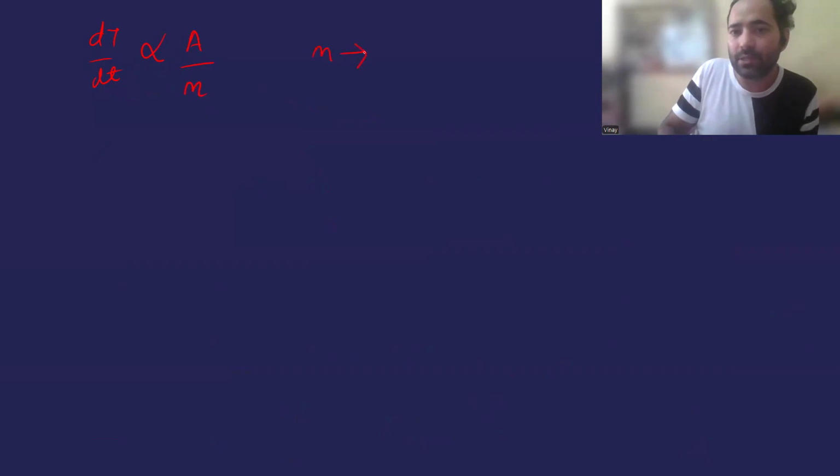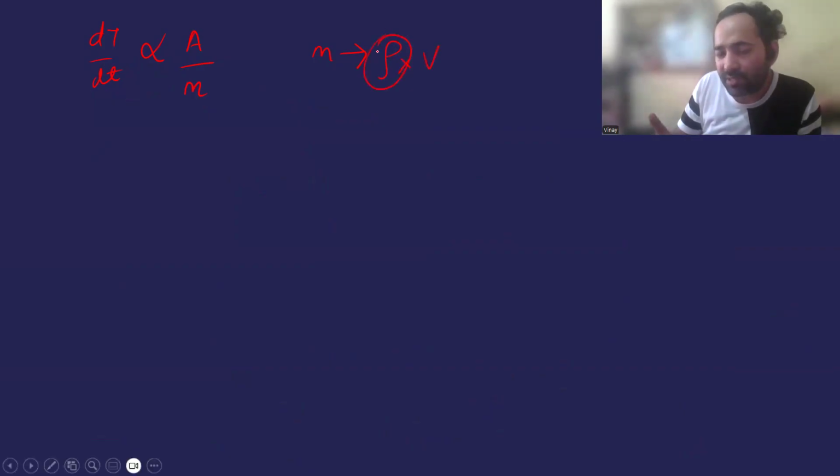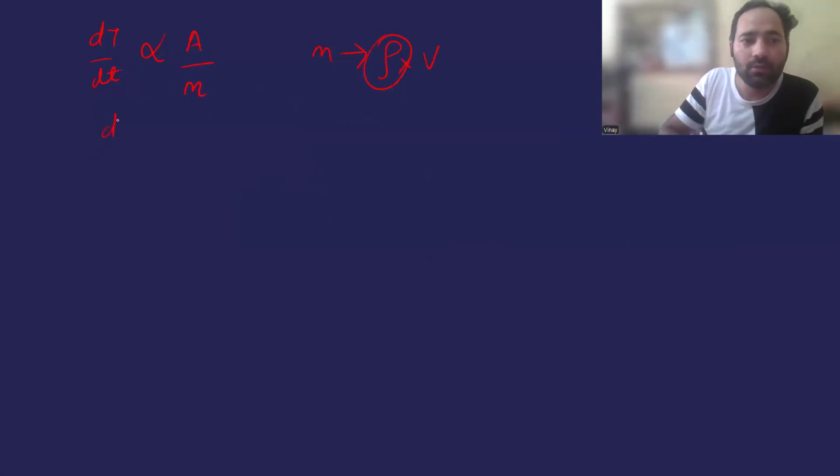Again, what can you write for mass? Mass you can write as density into volume. Density remains the same because both materials are the same. So you can go another step, and in the next step you can write A by V.